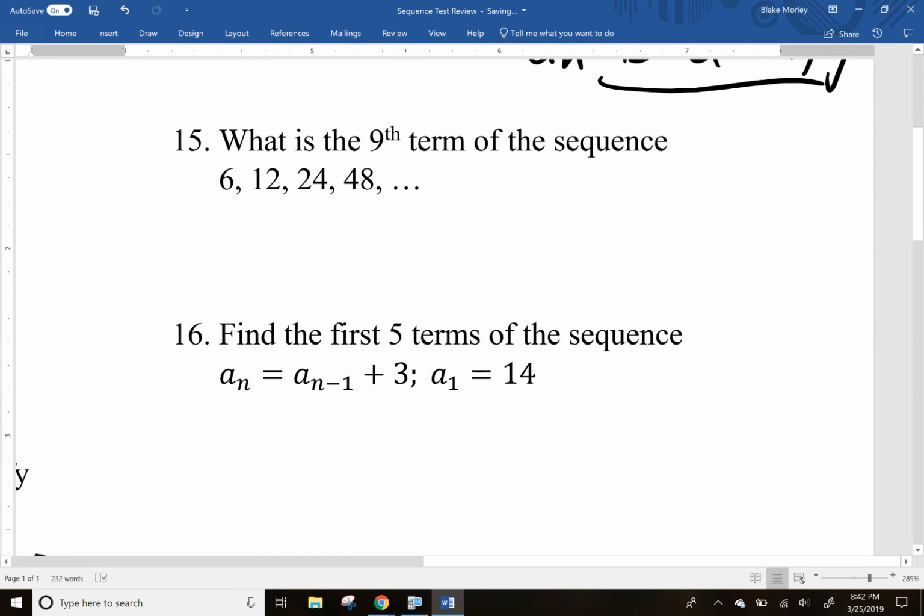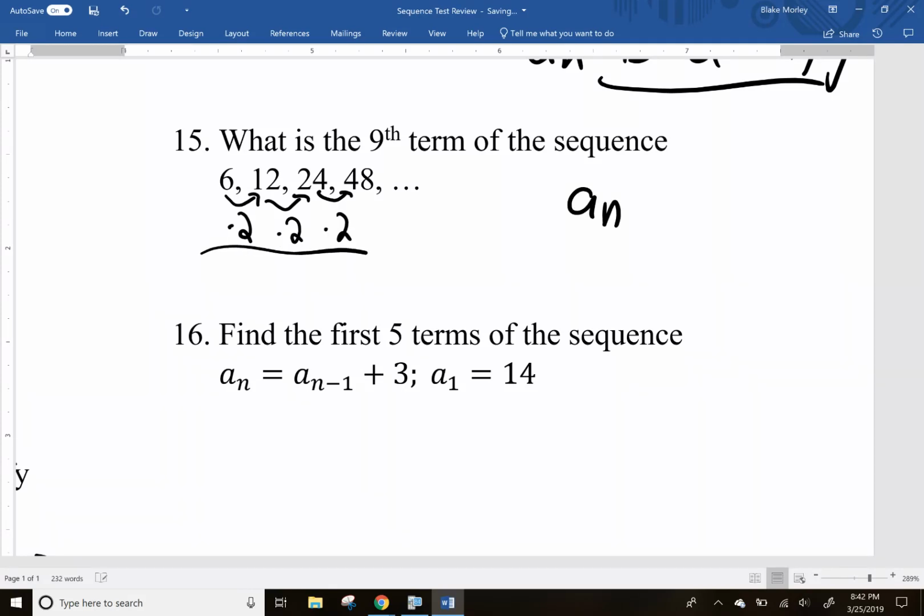So what is the 9th term of this sequence? Now, looking at this pattern, if you can't tell, it looks like you're multiplying by 2. 6 times 2 is 12. 12 times 2 is 24. 24 times 2 is 48. So since we're multiplying, this is a geometric sequence. So this is my geometric sequence formula.